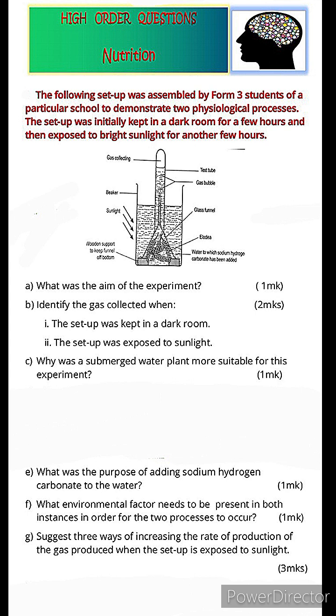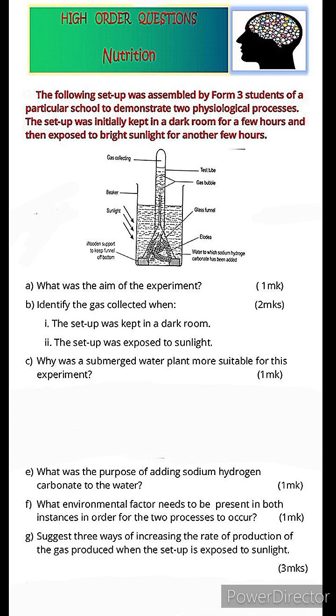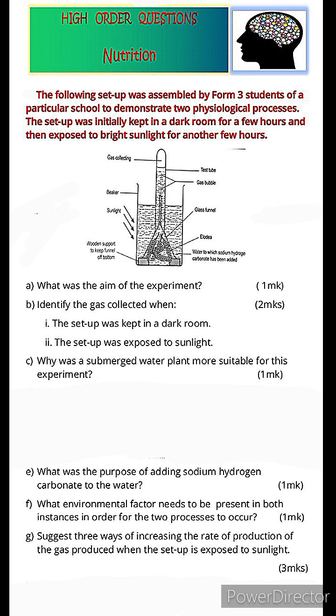We have a beaker containing a water plant, the Elodea plant, and we have a certain gas being produced and collected. Now, the apparatus that were used are made of glass, so that means they are transparent and light can pass through. Let's look at the questions. Part A, what was the aim of the experiment? Now, we can clearly see that if we are collecting a gas, then it's to investigate the gas that is being produced. But which process is responsible for the production of this gas?